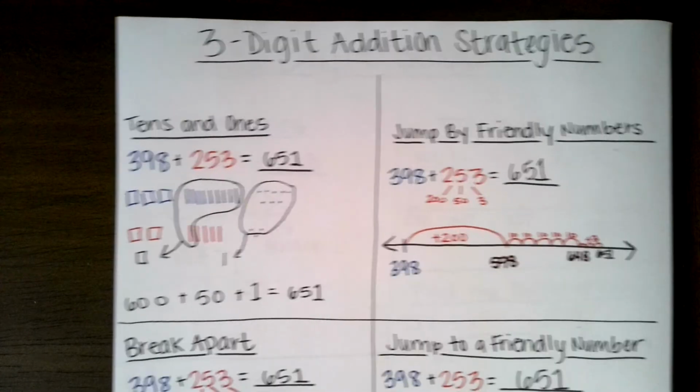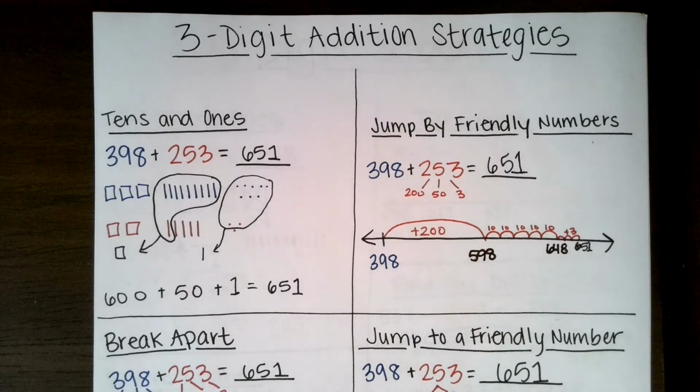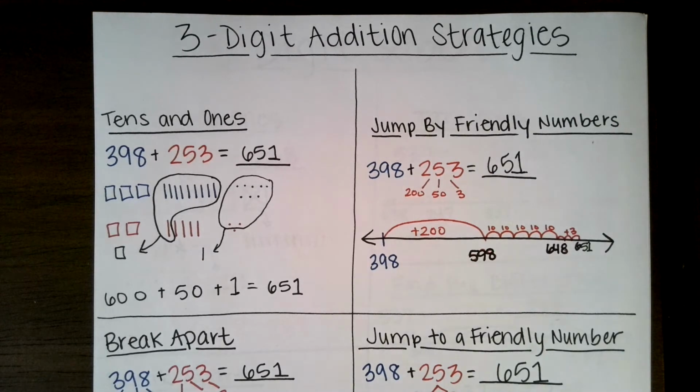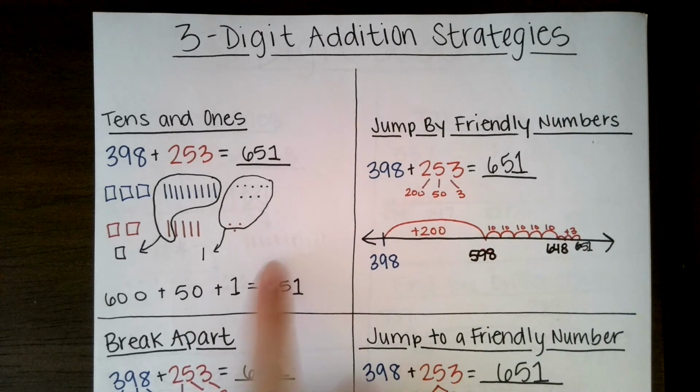In this video, we are going to look back at some addition strategies that we are used to, and we're going to talk about when they might be the most efficient strategy to use to solve addition problems. So the first strategy we have here is the tens and ones strategy. This strategy is probably the most familiar strategy. That means it's the one that we're used to using the most often.